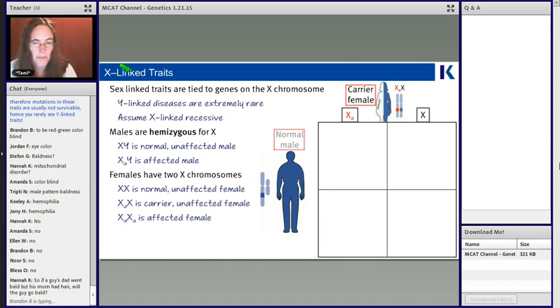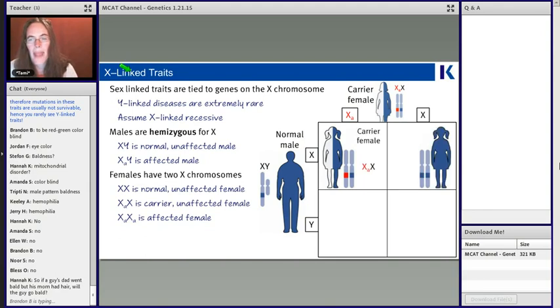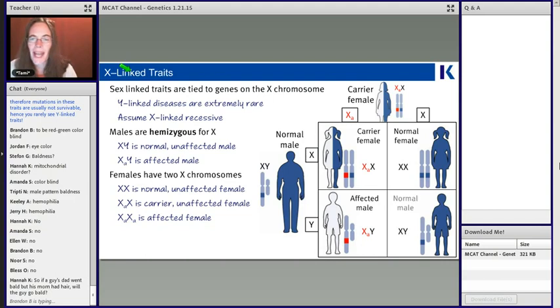Dad is not colorblind. All right, so we do our Punnett square here, and here are our possibilities. We can have a carrier female or a normal female. In either case, neither of them is colorblind. We can have a normal male or a colorblind male child. So males who are colorblind or have hemophilia or have male pattern baldness did not get it from their father. They got it from their mother.